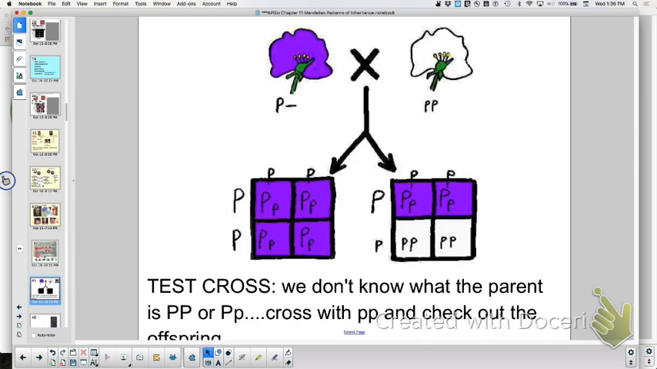The only ones you need to test are the dominant phenotypes. You do not need to test the recessive phenotypes. Youngest bio buddy, tell your oldest bio buddy, why is that true? Why do you only need to test the dominant phenotypes and you don't need to test the recessive phenotypes? Go.